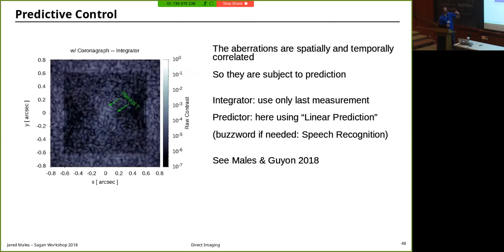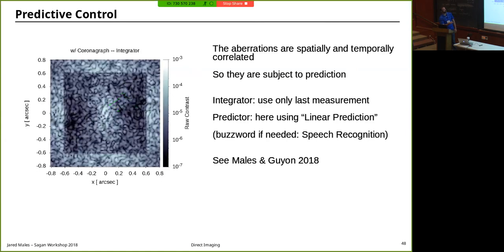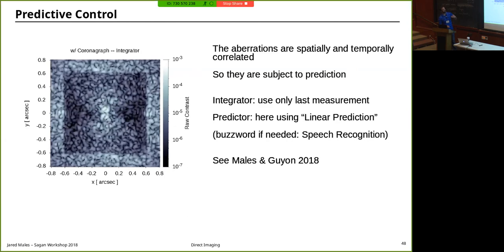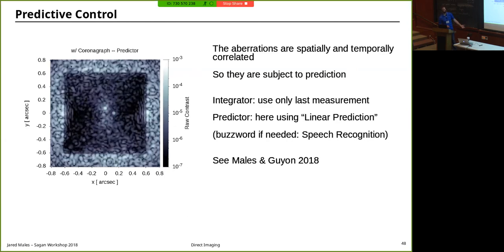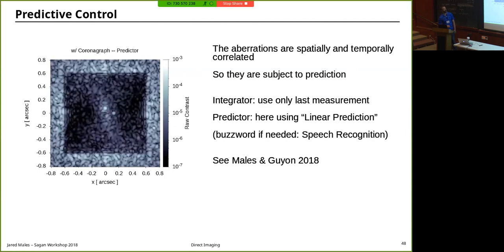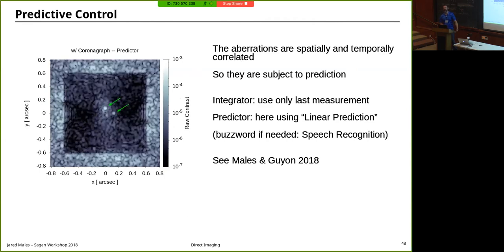Then I put in a coronagraph, and now you have this dark region and you see this swarm of speckles. I've injected those two point sources there. Now I turn on this predictor. I'm just using something called linear prediction, which is a power spectrum based statistical technique. If you need a buzzword, like everyone likes to say, we're doing machine learning.